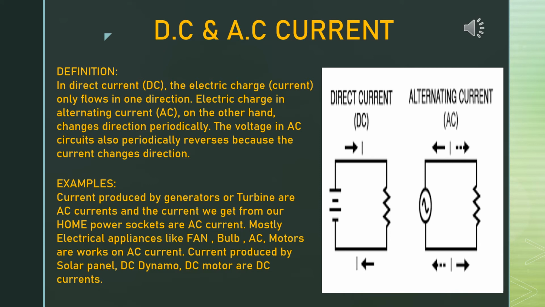Examples: current produced by generators or turbines is AC current, and the current we get from our home power sockets is AC current. Most electrical appliances like fans, bulbs, and AC motors work on AC current. Current produced by solar panels, DC dynamos, and DC motors is DC current.